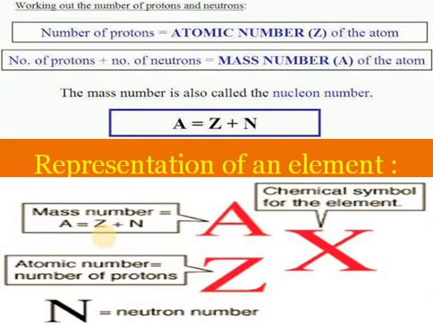Next to this, if we talk about the symbolic representation of an element, then an element is generally represented with the help of symbols, which are the short form or abbreviated name of the elements, and their atomic number and mass number are represented in the form of subscript and superscript on the left side of the symbol. Here you can see the atomic number is written as a subscript on the left side of the symbol of the element, while the mass number is written as a superscript, again on the left side of the symbol.